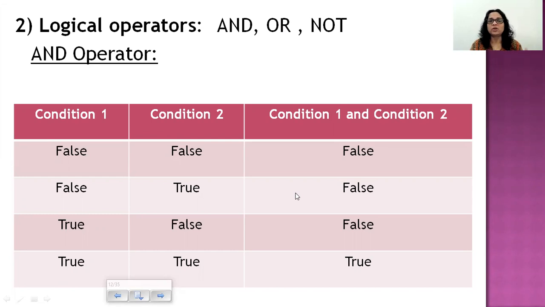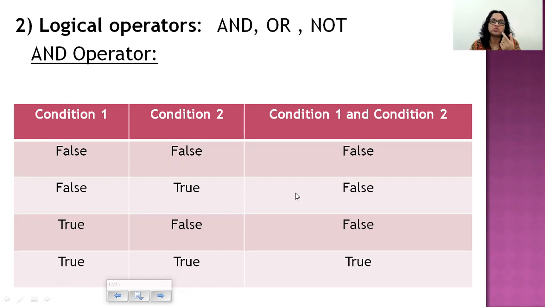Now, if you're aware of any programming language, the way and, or, and not work is not going to change. It's going to remain the same. It's the general rule for any programming language. Coming to the and operator, if you connect two conditions with an and, you have condition 1 and condition 2.